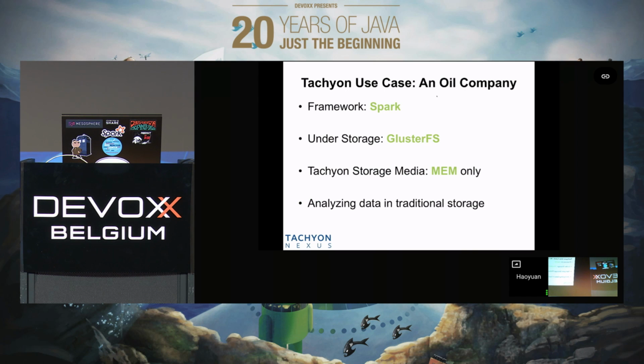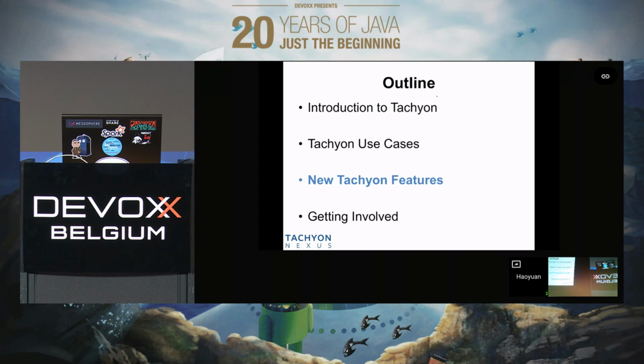And the third one is an oil company, and they also use Spark on top of Tachyon, but under Tachyon they use a cluster file system, and they use Tachyon to manage memory only. This enables them to analyze data in a traditional storage system. And the fourth one is another SaaS company, and they run Spark on top of Tachyon, and underneath they run i3 storage. They use Tachyon to manage SSD only, but they also have elastic deployment for Tachyon as well. And those are some use cases of Tachyon.